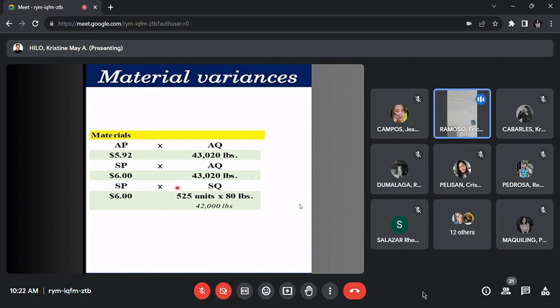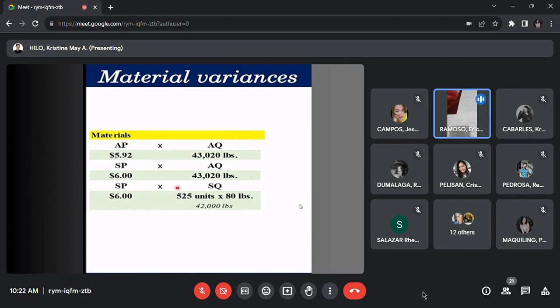To get the variance, we subtract $254,678.40 from $258,120, which gives $3,441.60. Then we subtract $258,120 minus $252,000, which gives $6,120. How do we judge whether each is favorable or unfavorable?